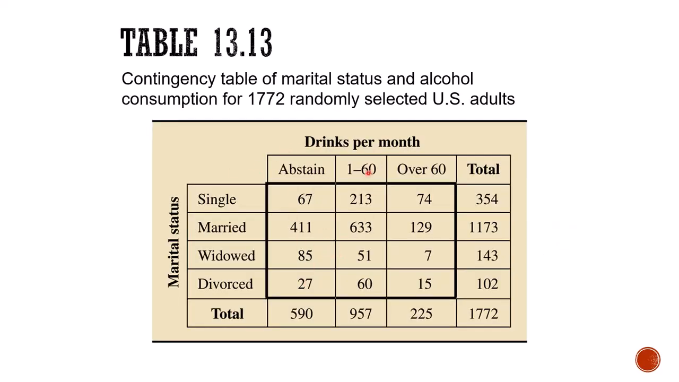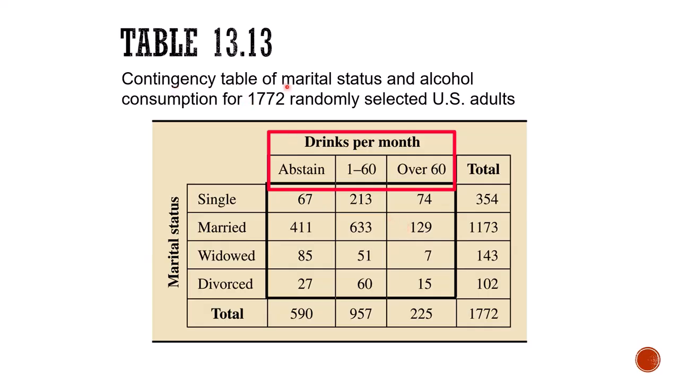Here we see a 4 by 3 table with 4 rows and 3 columns. Along the rows, we see 4 marital statuses: single, married, widowed, and divorced. The columns represent drinks per month. The categories are abstain, meaning those who never drink, those who drink 1 to 60 per month, and those who have over 60 drinks per month.